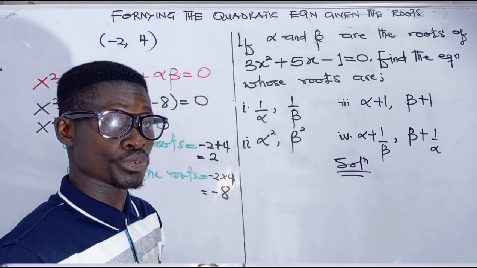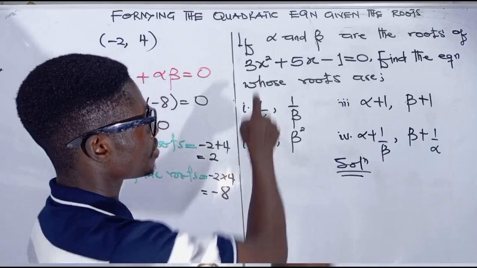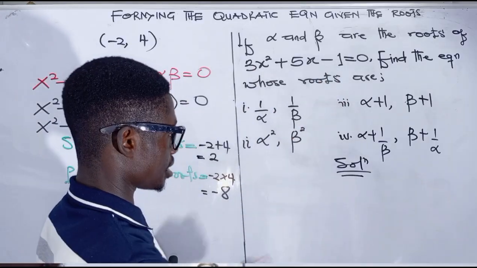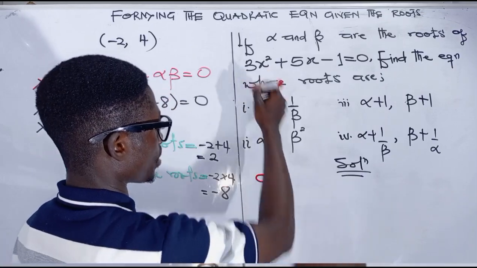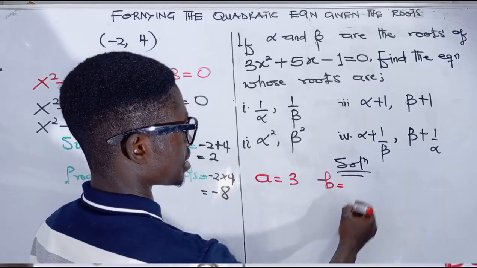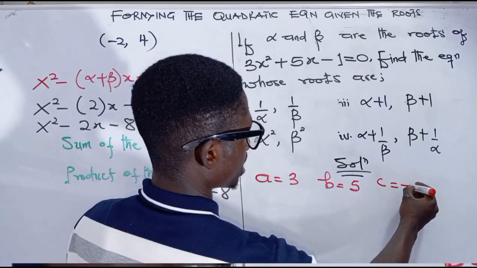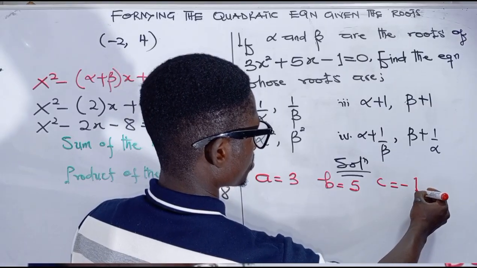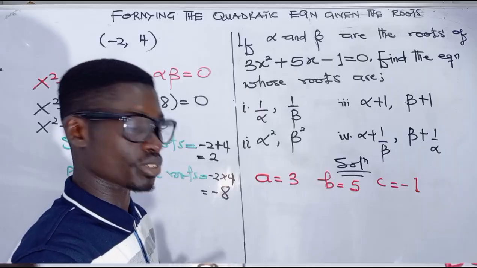In doing that, we have to find our A, our B, and C from the quadratic equation. So our A is the coefficient of x squared, which is 3. Our B is the coefficient of x, which is 5. And our C is the constant, which is -1. So once you know this, you find the sum of the roots and then the product of the roots.